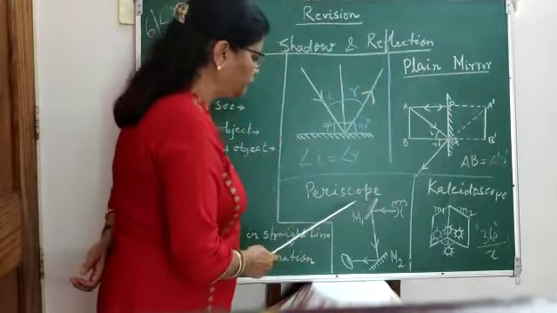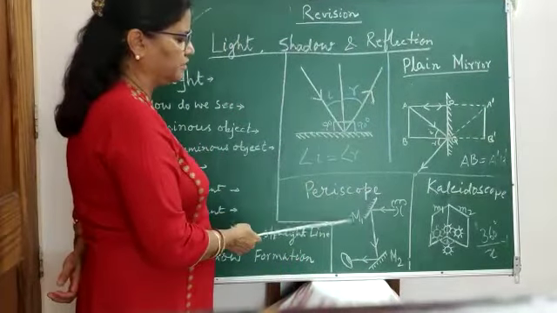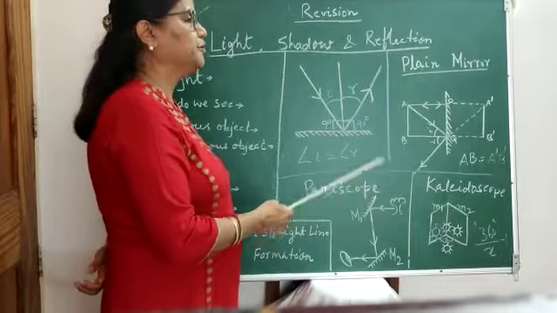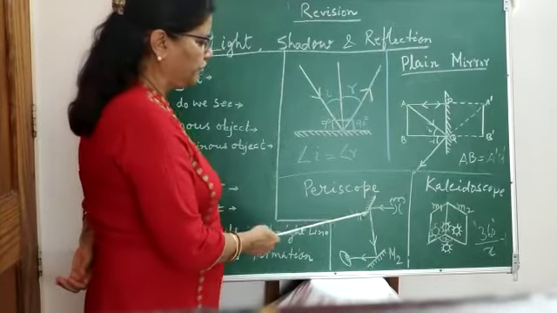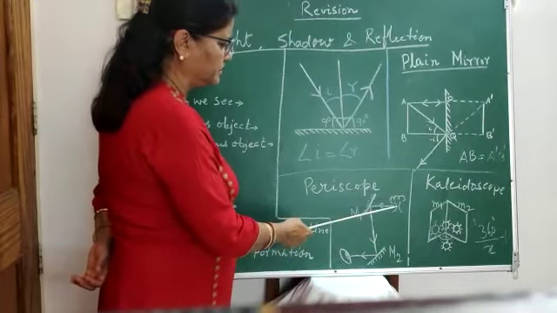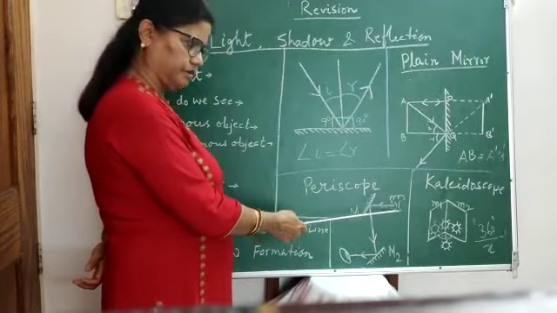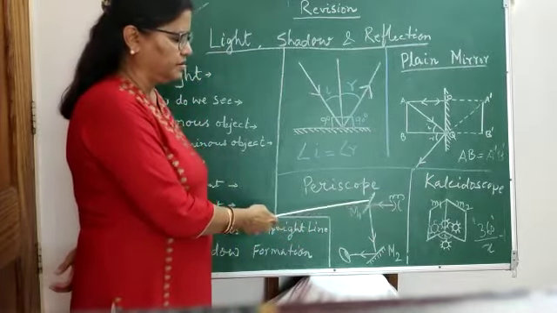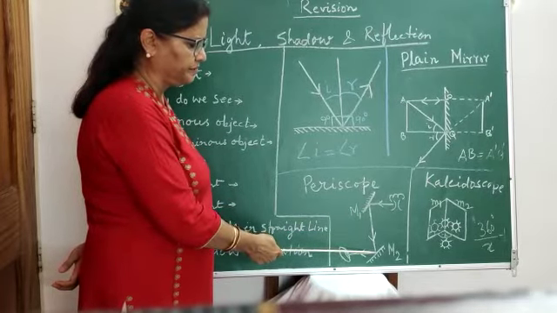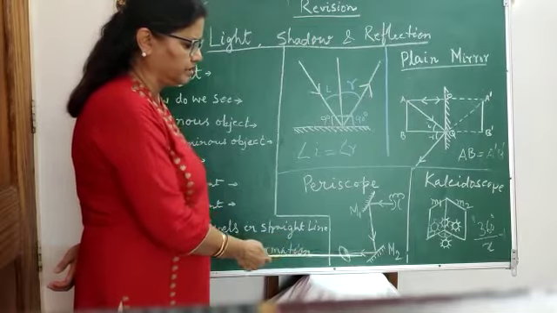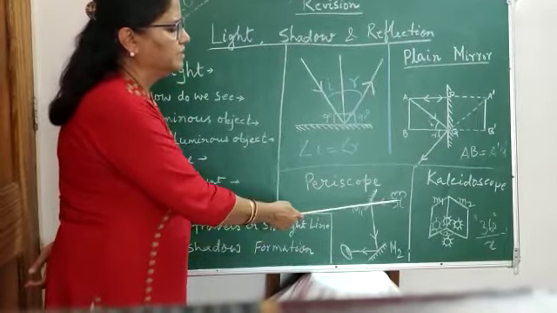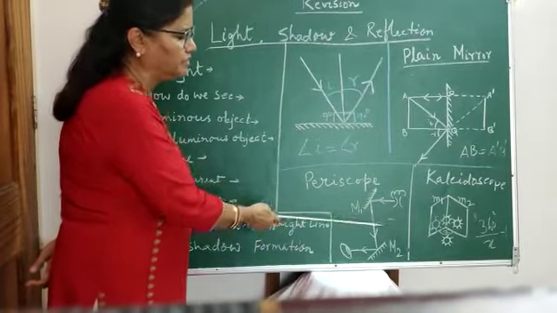Now I had taught you periscope. Periscope is an instrument which is used to see the things beyond our vision. And you have seen that there are two mirrors, M1, M2. Suppose this is a tree, the rays are coming from the tree. It falls here, gets reflected back. Again it falls here on mirror M2, gets reflected and enters into our eyes, and we can see the tree which is beyond our vision.